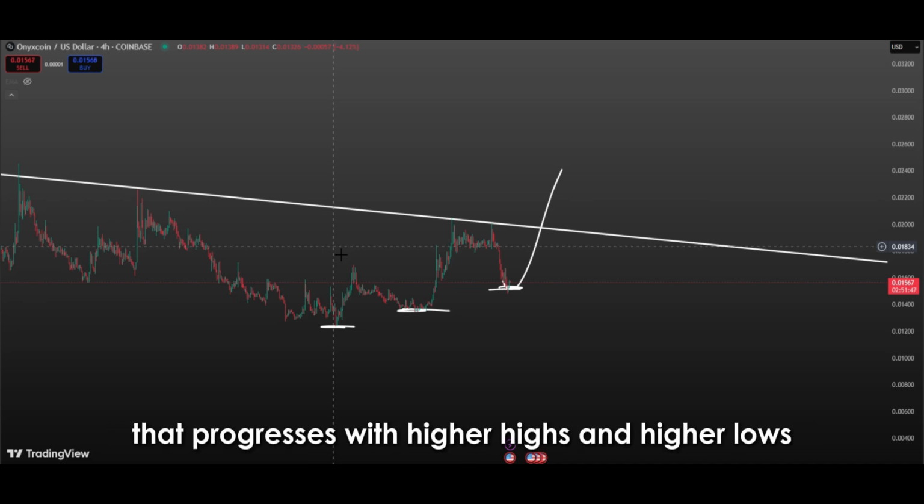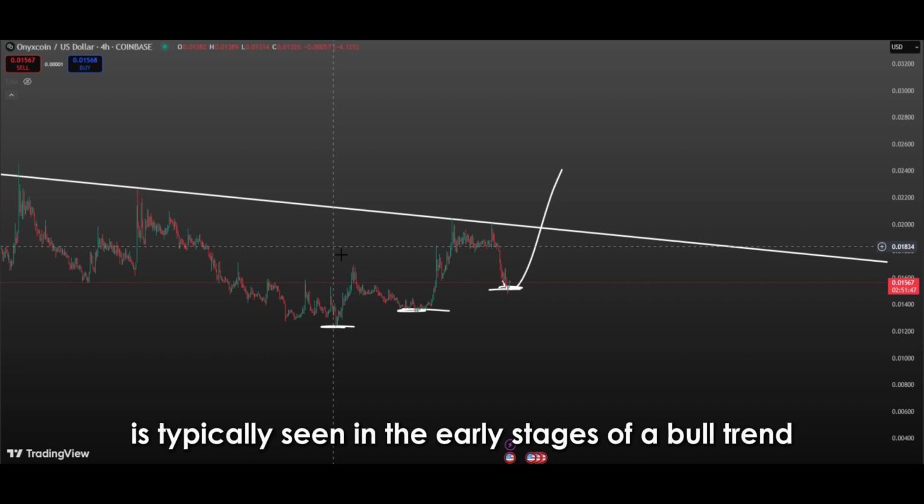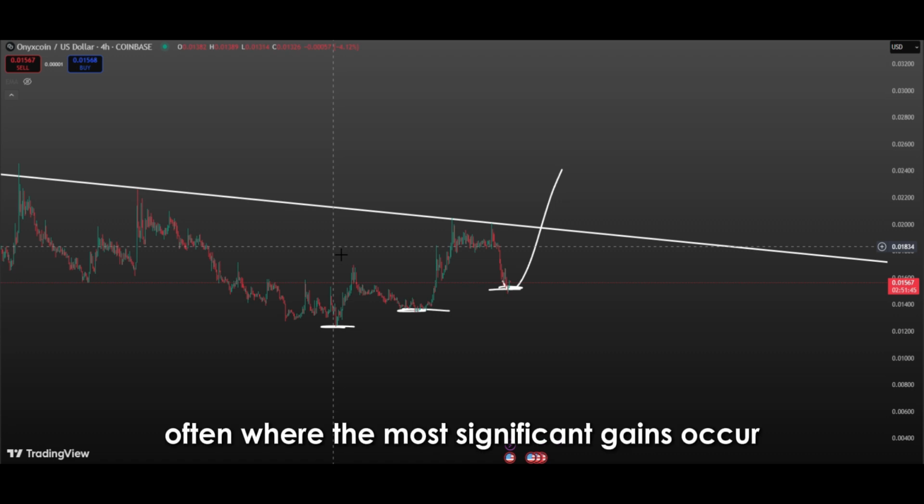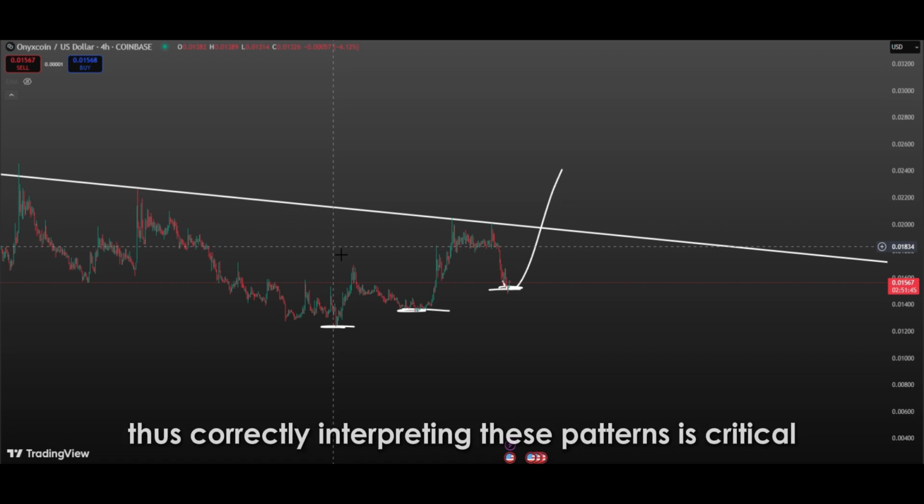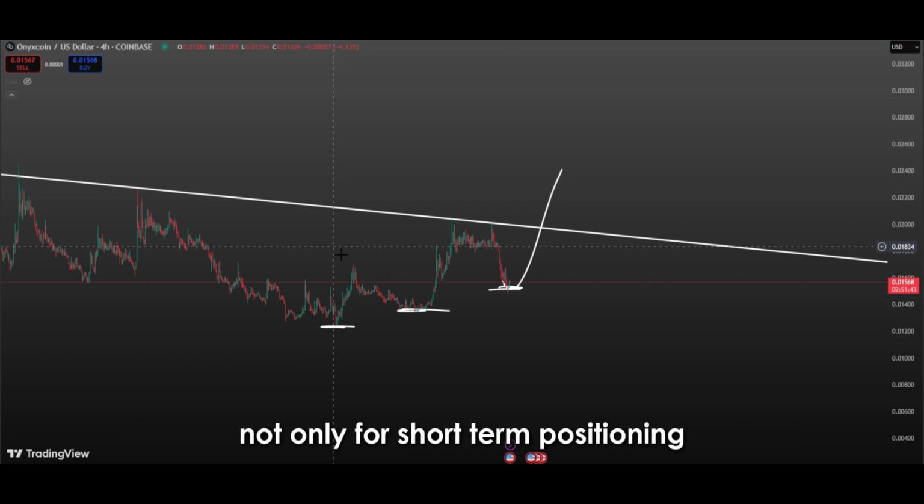Price action that progresses with higher highs and higher lows is typically seen in the early stages of a bull trend. This phase is often where the most significant gains occur. Thus, correctly interpreting these patterns is critical not only for short-term positioning, but also for long-term portfolio building.